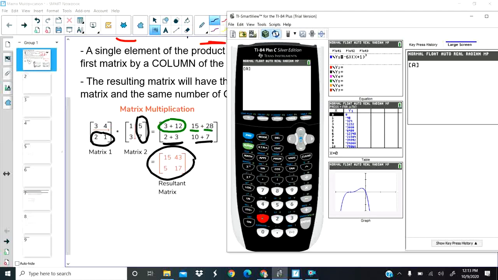So you can press 1. You should be able to press enter too. I think I might have been in the wrong spot. But we're just going to choose that from the main matrix screen. You're not going to go to edit in this case.